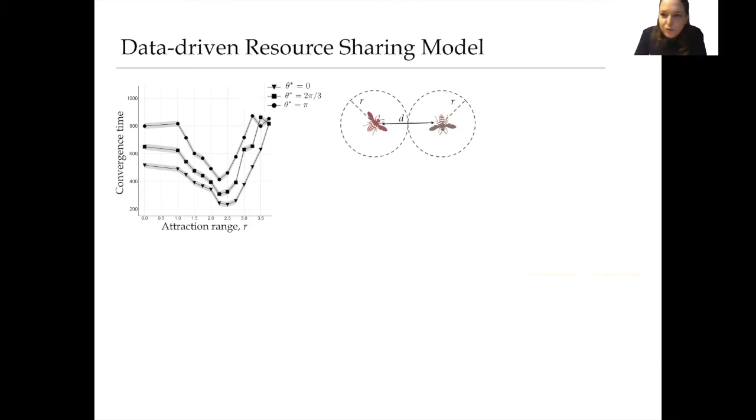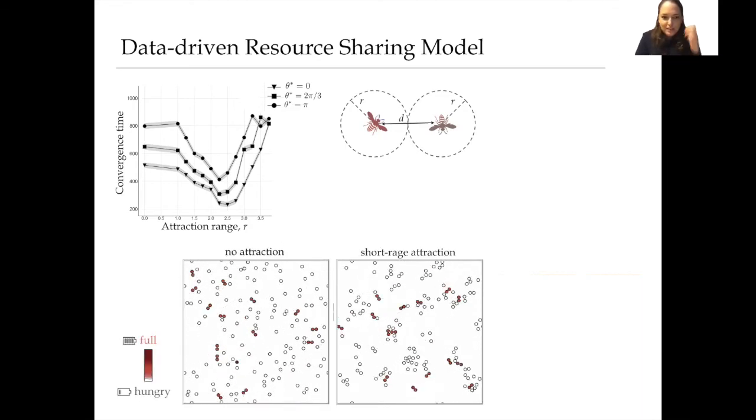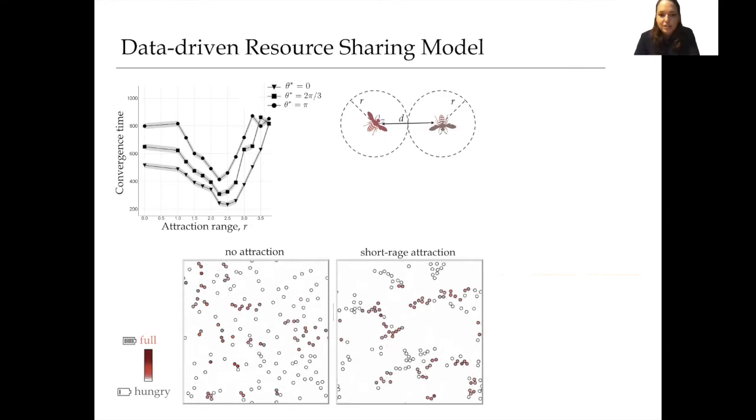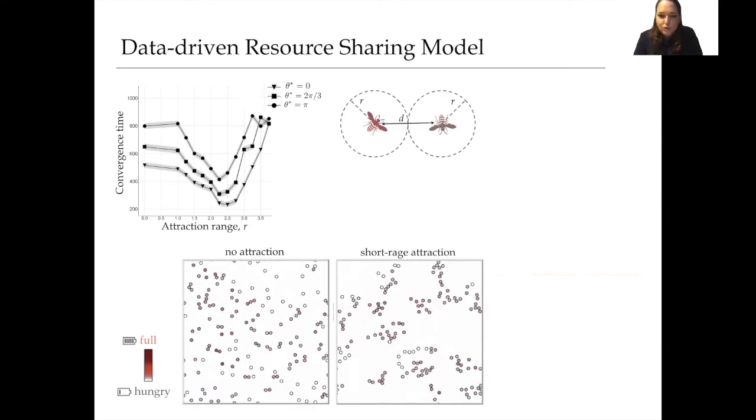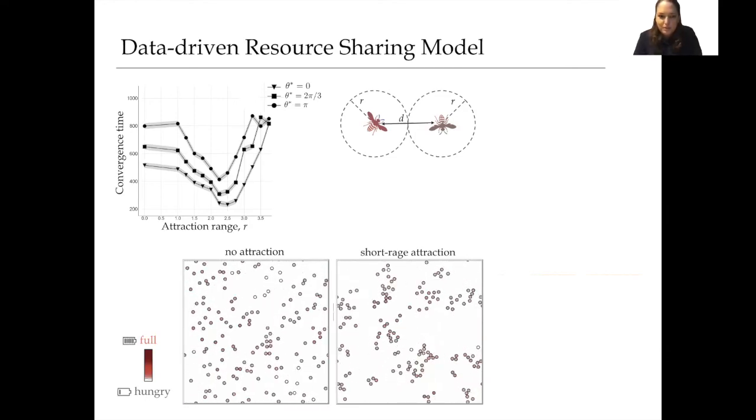And I'm showing here 3 different plots. Each one is for a different value of the turning angle distribution, just to show you that actually the attraction range is making more of an effect on the convergence time in comparison to the turning angle distribution, which was our original intuition. So to show it again a bit more visually, the simulation here on the left has no attraction. The simulation on the right has this short range attraction. And you can probably already see by eye that this simulation would converge faster.